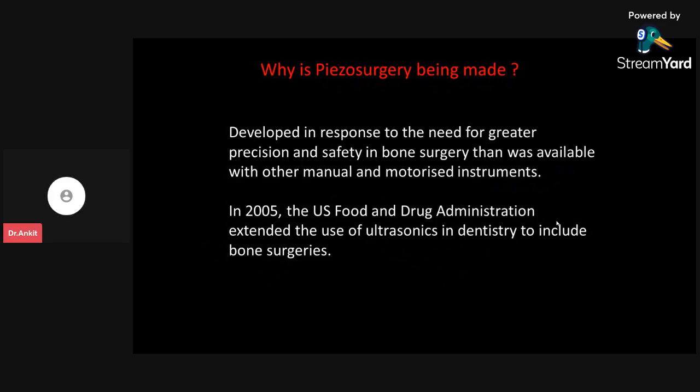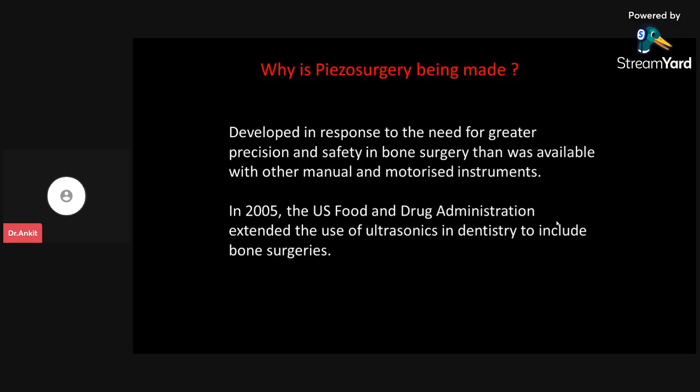Considering the first step, why was piezo surgery made? It was developed in response to the need for greater precision and safety in bone surgery than was available with other manual and motorized instruments. When we have rotary systems and other motorized instruments available, we need to shift to a better alternative that allows more precision, better healing, and less inflammation, and overall provides better patient compliance in comparison to other rotary instruments. That led to the invention and usage of piezo surgery.